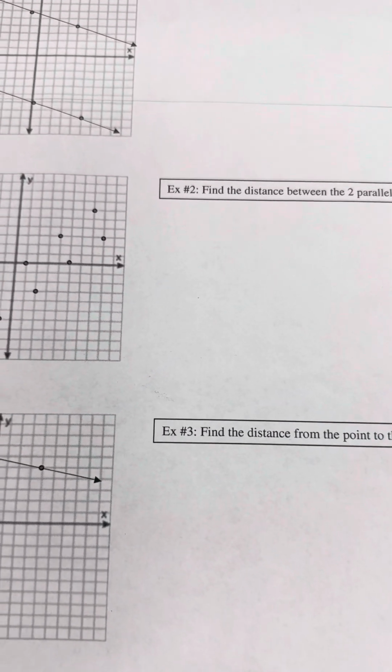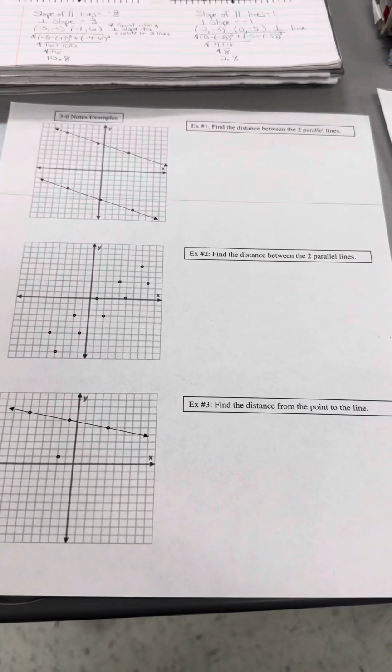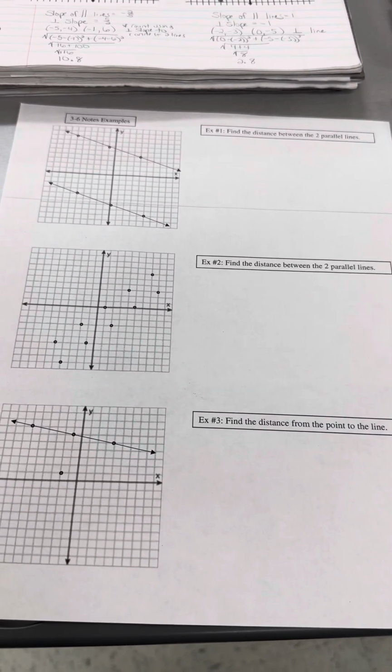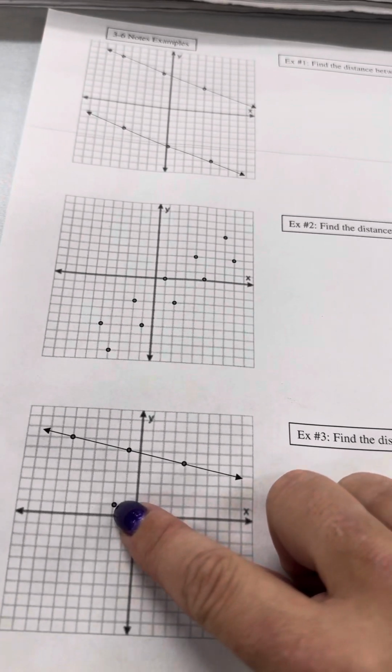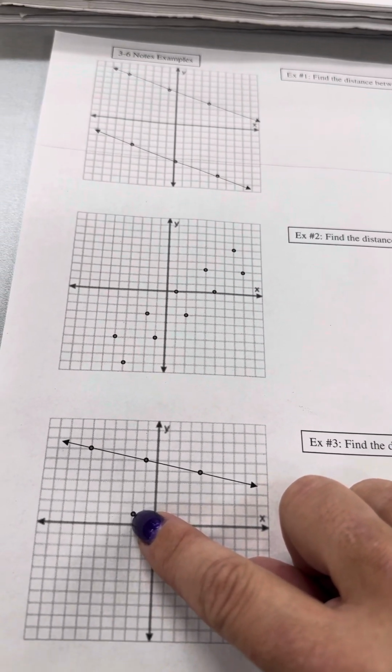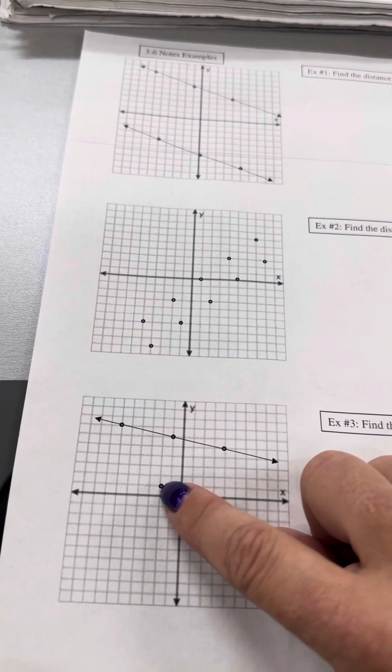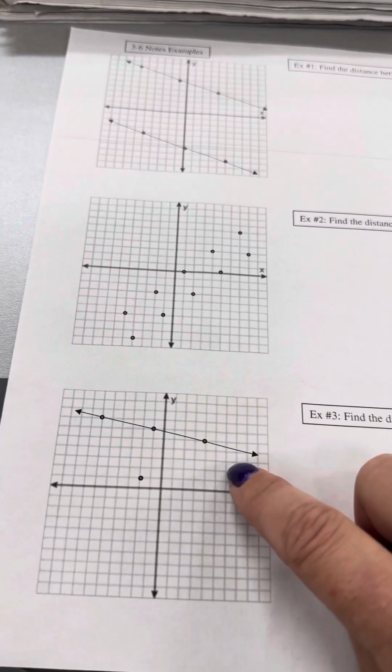The last one is a little bit different. It says find the distance from the point to the line. So in this case, you don't have many choices. You have to start at this point and figure out where that perpendicular line is so you can find the distance from here to somewhere on this line.